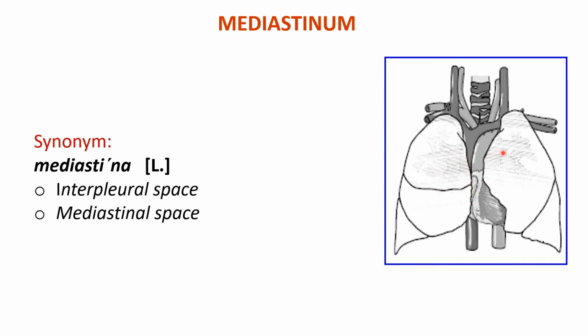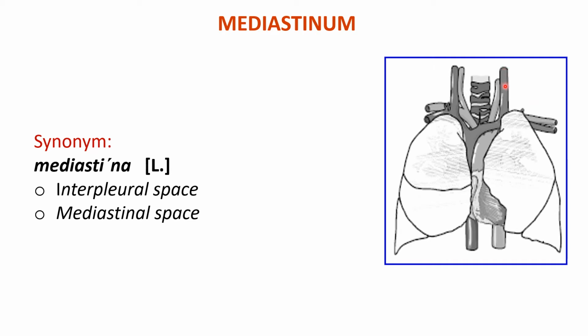So here you are seeing both the lungs, the heart, and the great vessels. This is the ascending aorta, then arch of aorta, and you are seeing the blood vessels coming from the arch of aorta, that is the brachiocephalic trunk, which will go towards the right and divides into the right common carotid and right subclavian arteries, and this is the left common carotid artery, and this is the left subclavian artery.